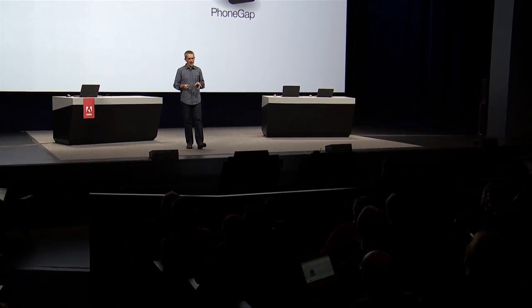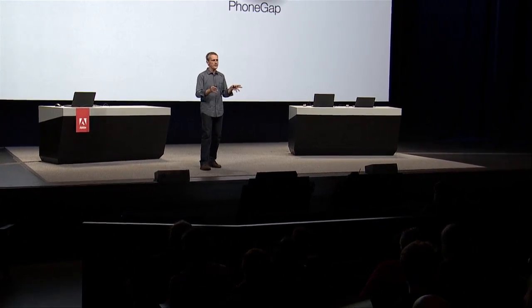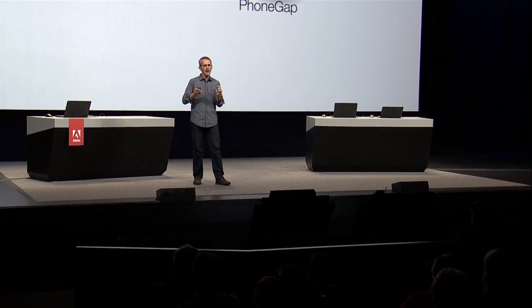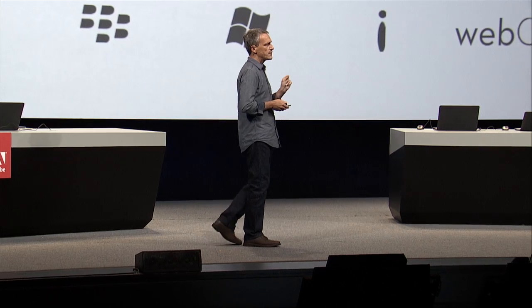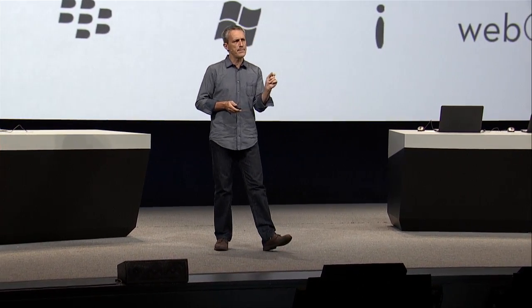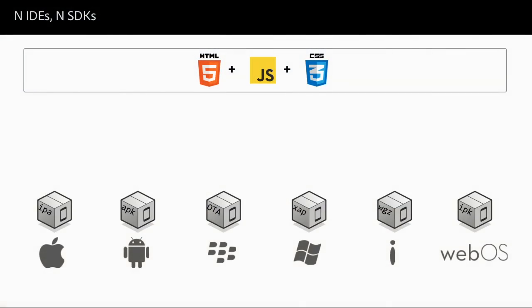And so what I want to do now is spend the rest of my time talking about one of these additional services that we call PhoneGap Build. But first, let me set some context and try to describe the problem that PhoneGap Build is trying to solve. PhoneGap and Cordova solve the cross-platform problem. So you now have a single code base built with HTML, JavaScript, and CSS that you can use to run on all these different platforms.